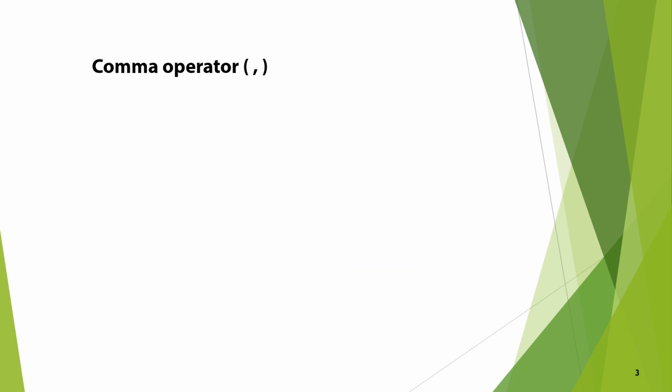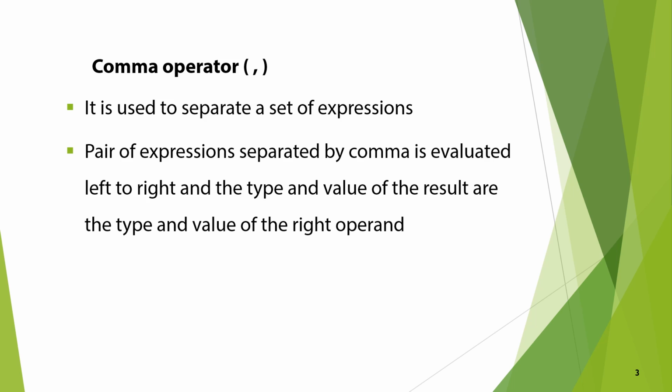Now we will see what the comma operator is. The comma operator is used to separate a set of expressions. Whenever there is more than one expression, they are separated by a comma. When there is more than one expression, they are evaluated from left to right, and the type and value of the result are the type and value of the right operand.